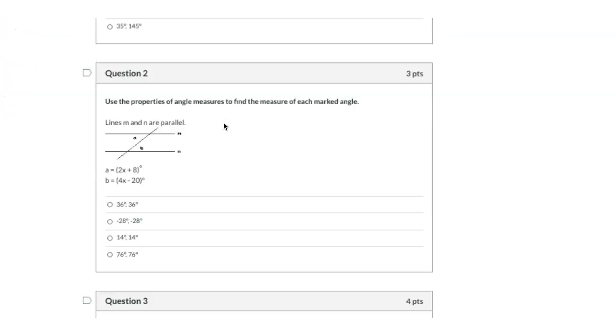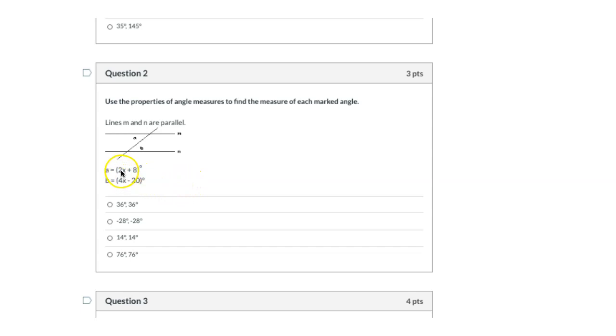For question number 2, we are to be using the ideas of opposite interior angles of a transversal, right? So this would be from 1.2, and what we learned in 1.2 is that opposite interior angles are equal. So the way that you find these two measures is you take these two expressions, this one and this one, and you set them equal to one another. And then you solve for x.